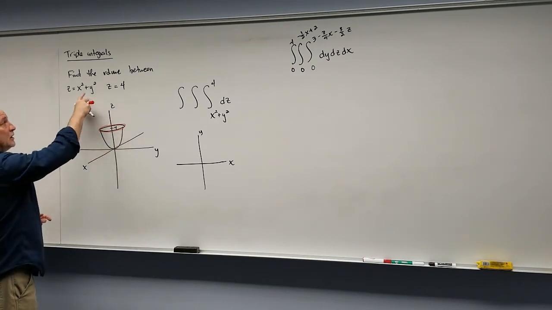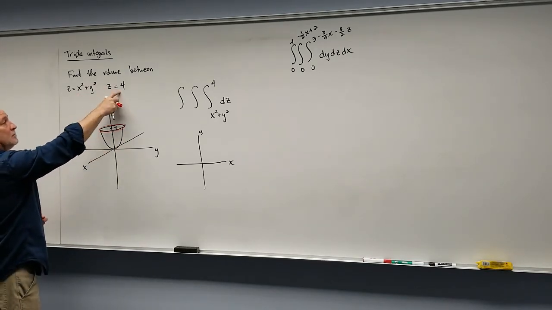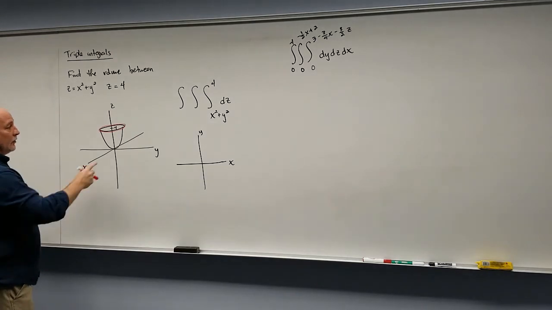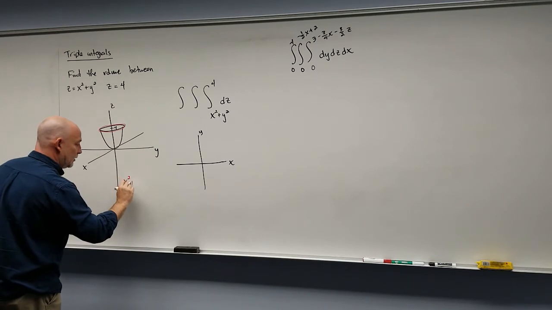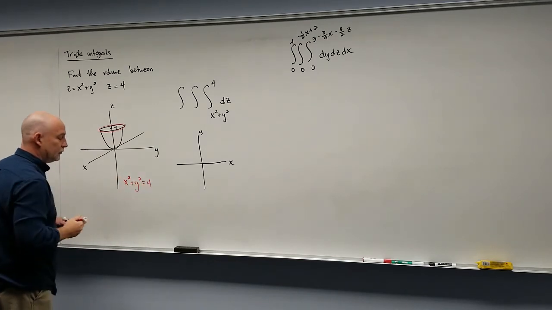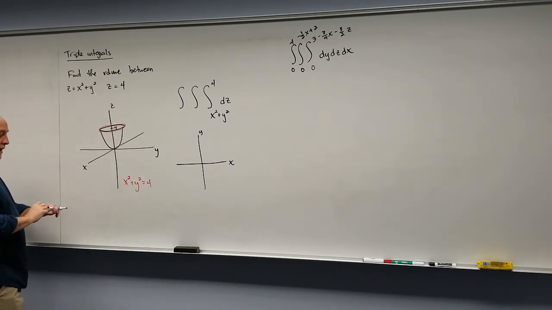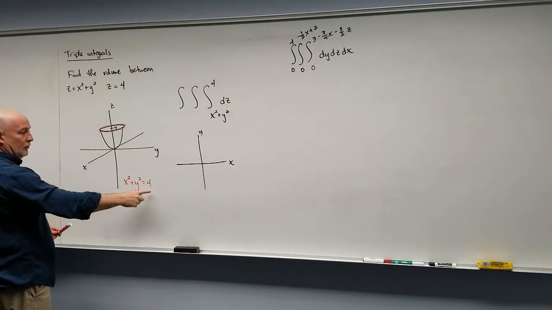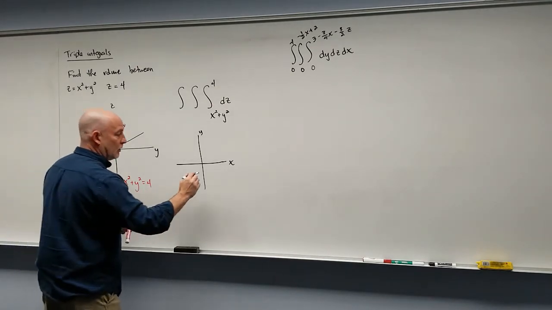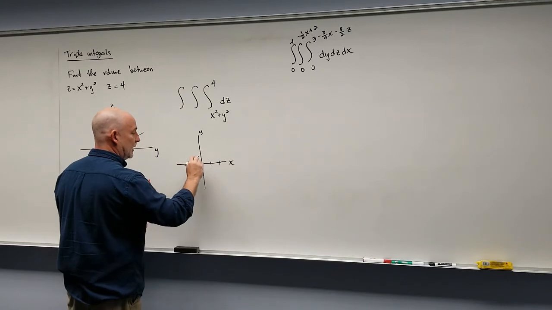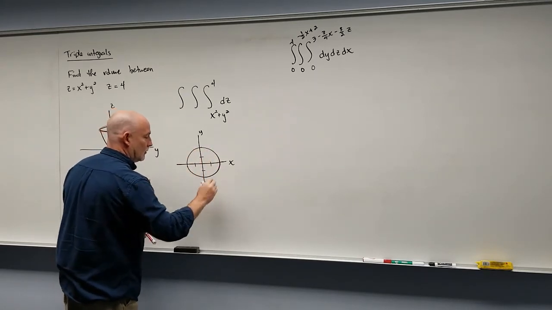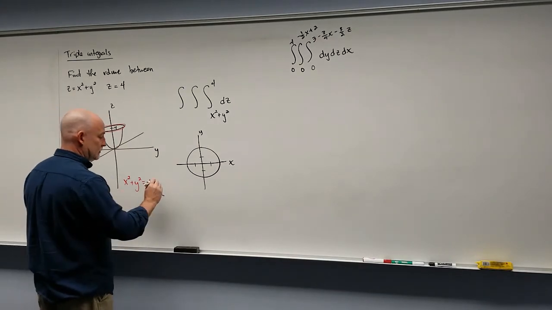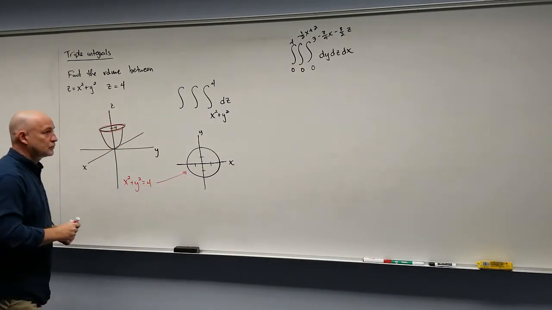That's where the paraboloid meets the plane. So that red circle would occur where x squared plus y squared is equal to 4. As you see, that intersection is a circle of radius 2. So this would collapse down into the xy plane as a circle of radius 2, and that would be that equation.